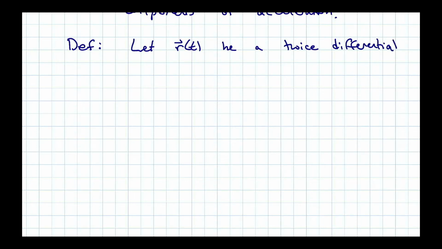So here's our definition. We need r of t vector to be twice differentiable, because the first derivative is going to be velocity and the second derivative is going to be acceleration. We want to make sure that we can actually find those. That's why it has to be a twice differentiable vector valued function.